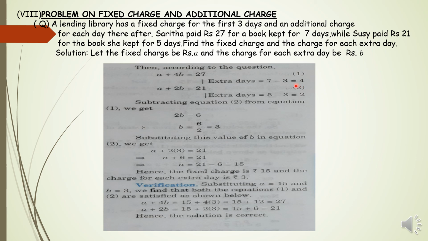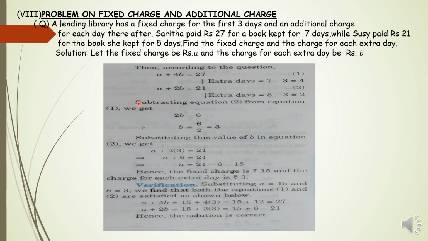And Susie paid rupees 21 for the book she kept for 5 days. So for 3 days you need to pay A, then for the remaining 2 days she needs to pay the extra charge of B. So the equation becomes A plus 2B equal to 21. So we have the two linear equations, that is A plus 4B is equal to 27, mark it as equation number 1, and A plus 2B is equal to 21, equation number 2. So the elimination method we need to use.